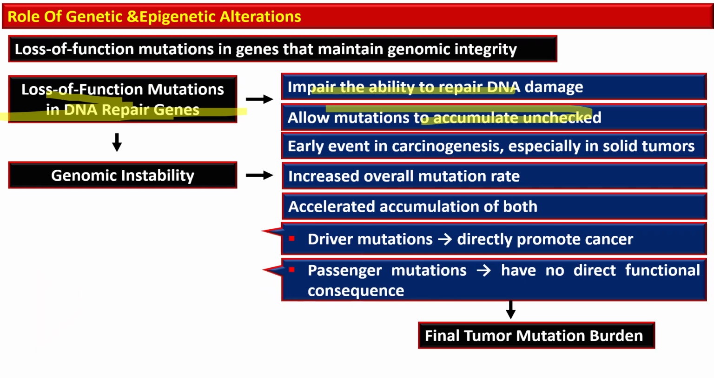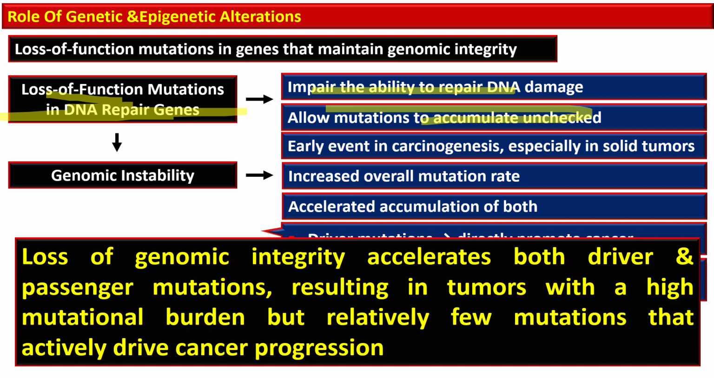Then the final tumor burden is determined by the hundreds to the thousands of passenger mutations that have accumulated and only a small number of true driver mutations. The loss of genomic integrity accelerates both the driver and passenger mutations, resulting in tumors with a high mutation burden but relatively few mutations that actively drive cancer progression.